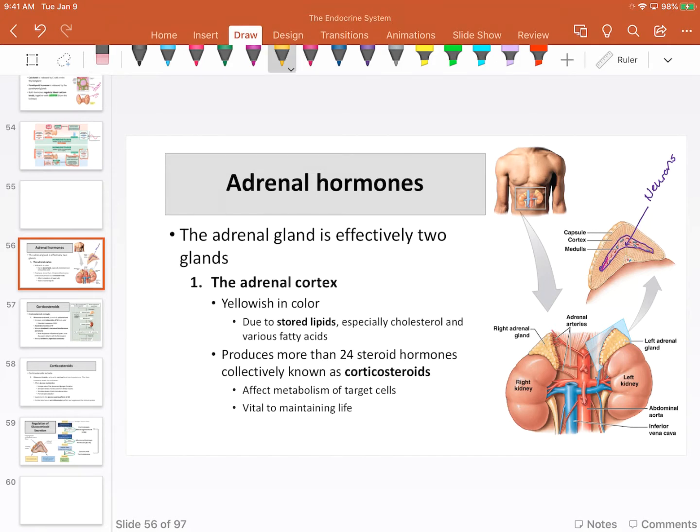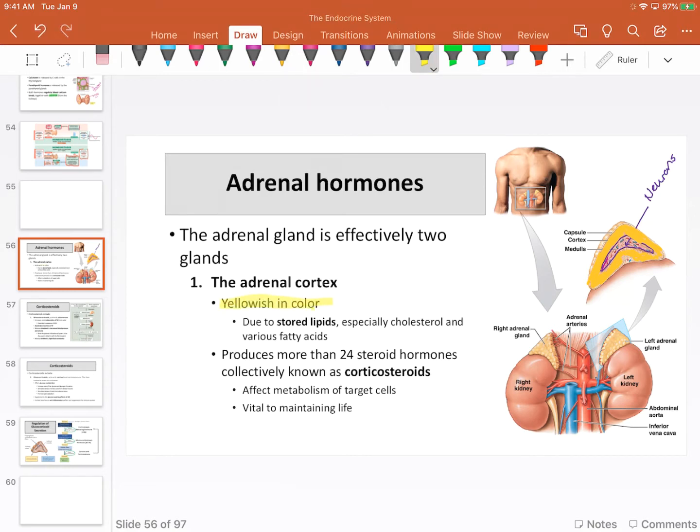The outer portion of the gland is that adrenal cortex that I mentioned. And the adrenal cortex is rich in epithelial cells, but if you were to take a very close look at this adrenal cortex, what you would see is cells that are just packed full of smooth endoplasmic reticulum. Now, why smooth endoplasmic reticulum? Because that smooth endoplasmic reticulum is responsible for synthesizing lipids, and the adrenal cortex does in fact synthesize lipids. In fact, it makes so many lipids that it's yellowish in color.